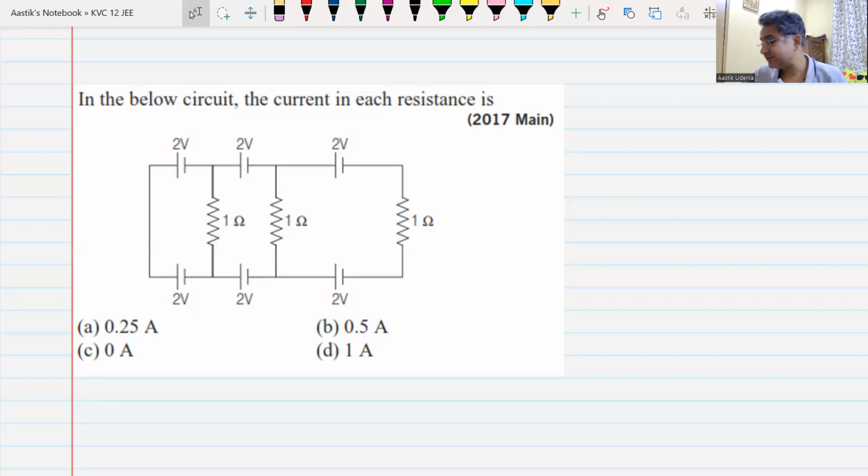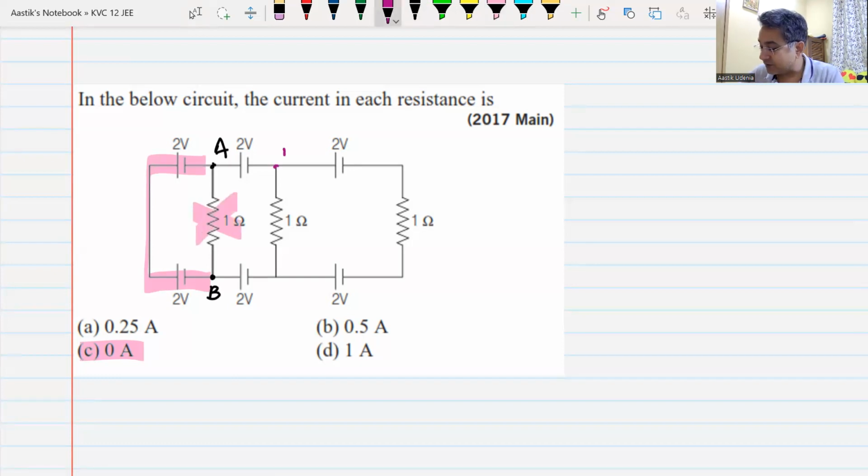And the answer is 0. Absolutely 0. You take nodal from anywhere. If I call this point as A, if I call this point as B, and if you go in this path, you will find out VA minus VB will be coming as 0. Yes or no? There is no potential drop, so there is no current in this branch.